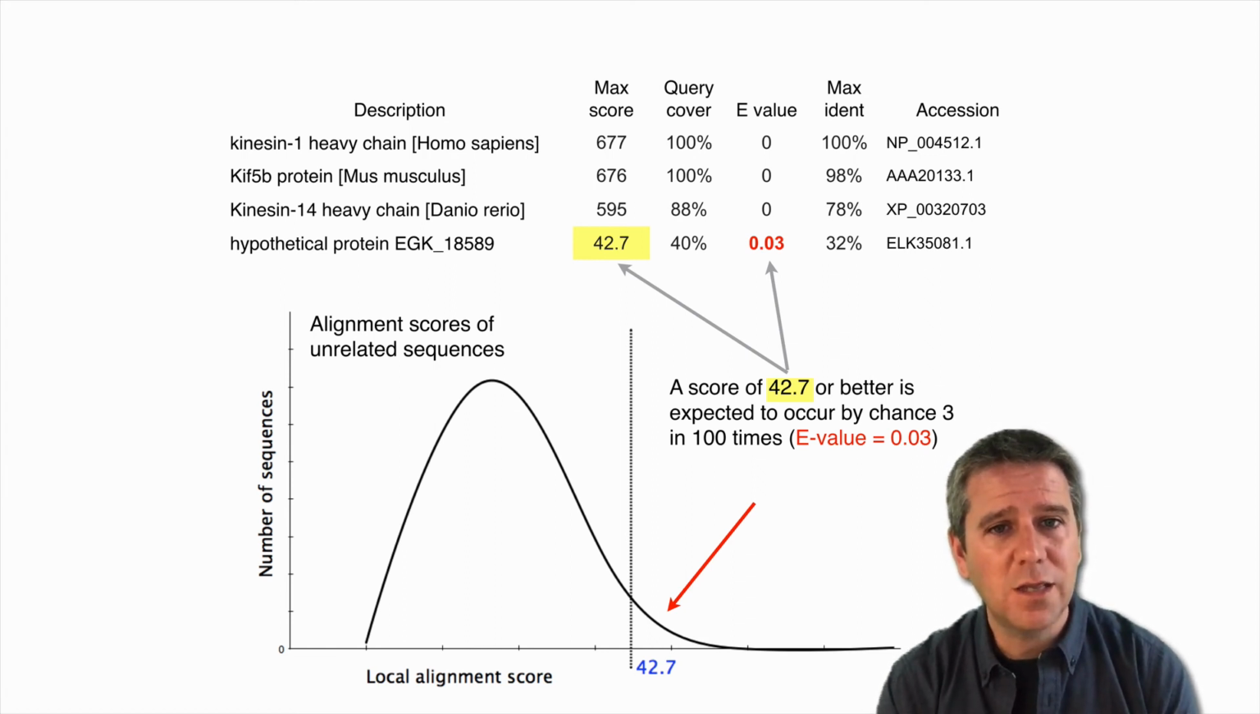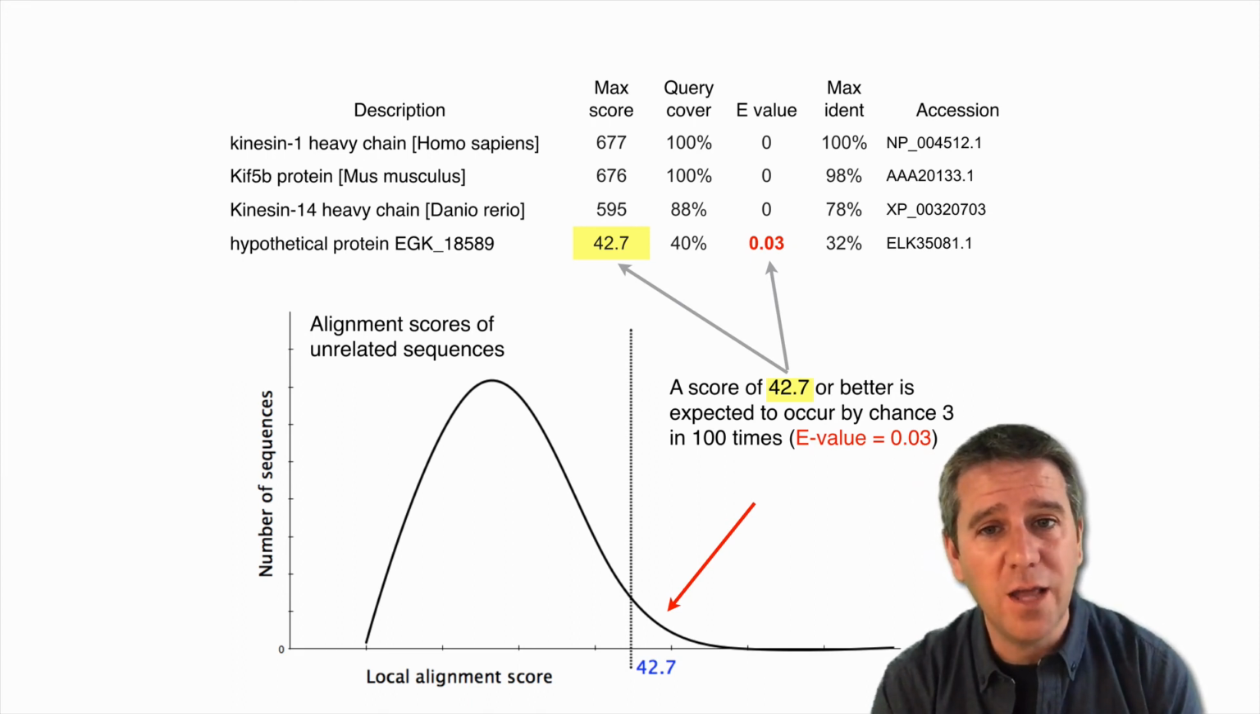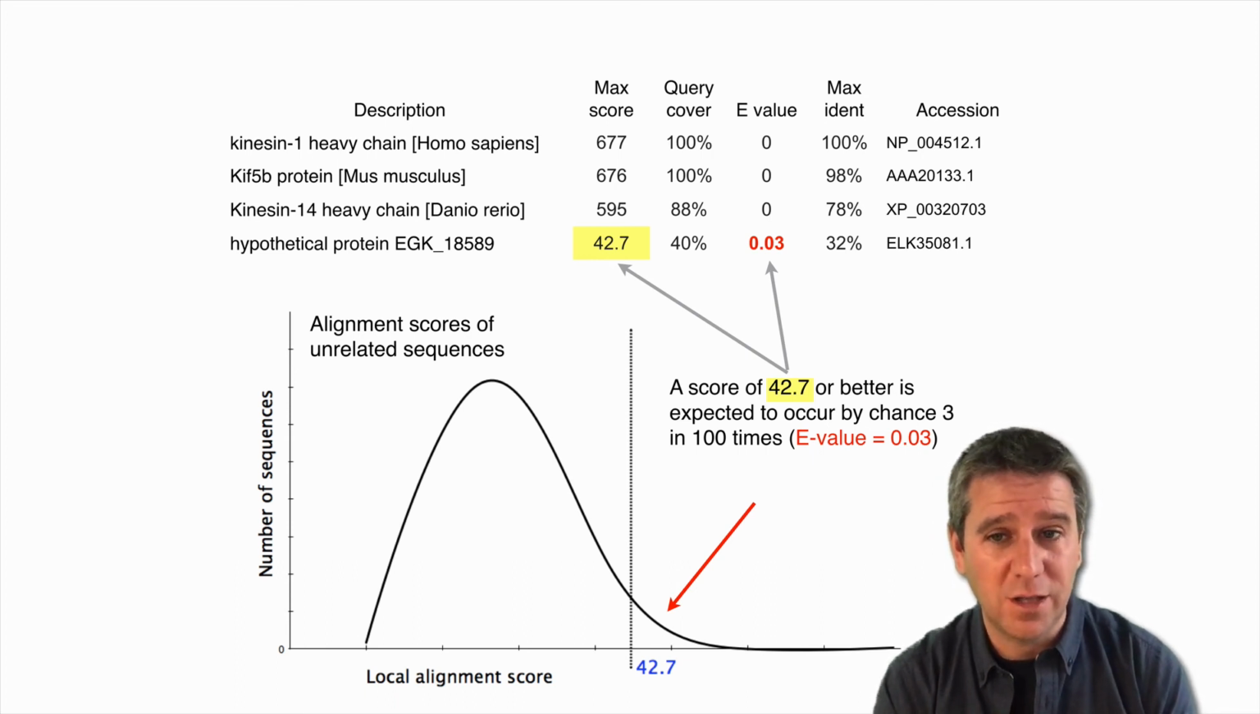So what this tells us is that a score of 42.7 or better is expected to occur by chance in 3 out of every 100 alignments returned. That's the e-value of 0.03. So do you trust it? Well, perhaps you want to think twice about it. If 3 out of every 100 is just gobbledygook, it's just gibberish, then maybe this is not such a reliable result.